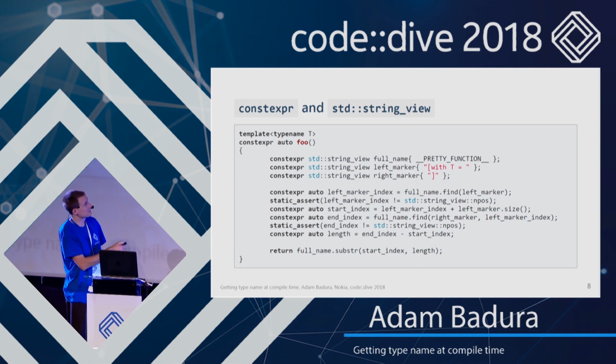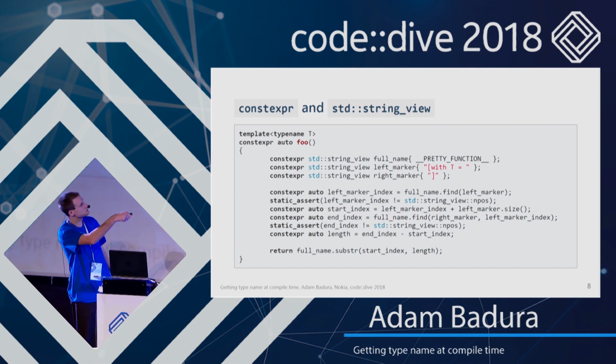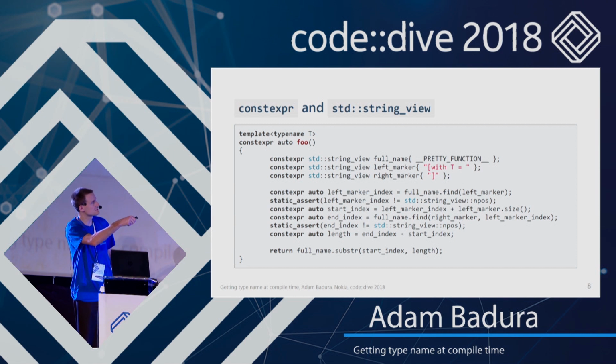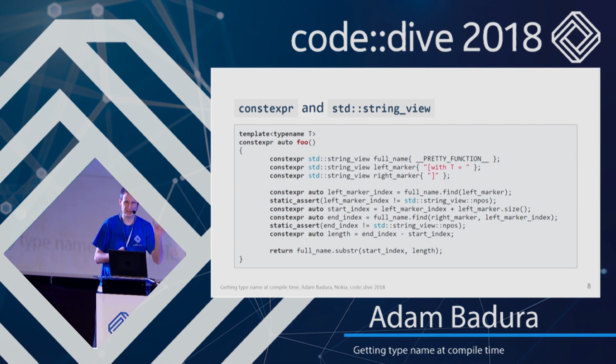Then we create some markers so that we can find, within the original string, the part that is of interest for us. Obviously, those would be somewhat different for Visual C++, and with Clang you would get out with this "with" part. But the idea is the same. You have a left and a right marker. Then there is this block which does nothing more than just look up in the full name the part which consists of the template type name.